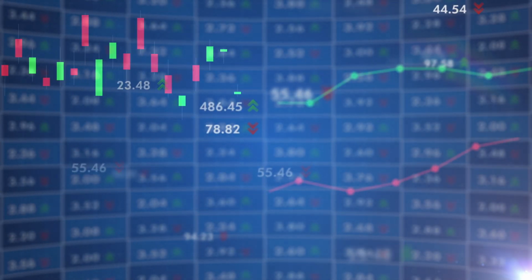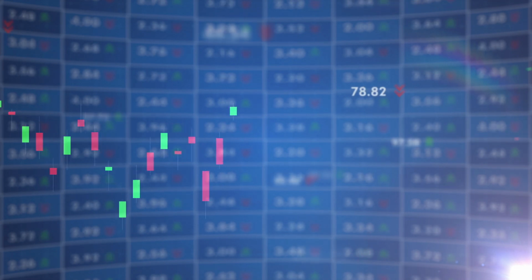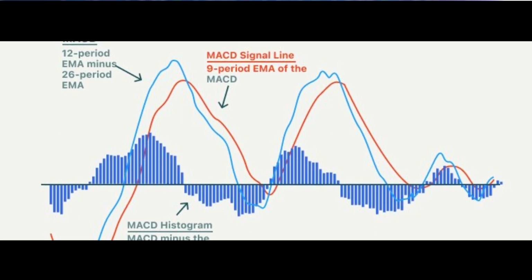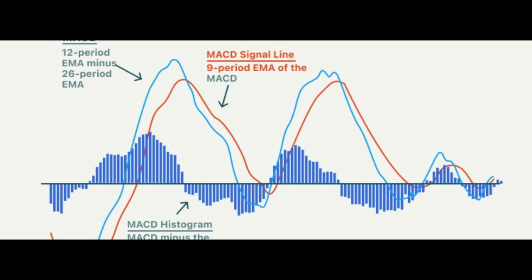Two MACDs strategy. Some traders use two MACDs with different settings, e.g. a 12-26-9 and a 5-35-5. This can give you a double confirmation of trend direction. If both MACDs show the same signal, it confirms a stronger buy or sell signal.